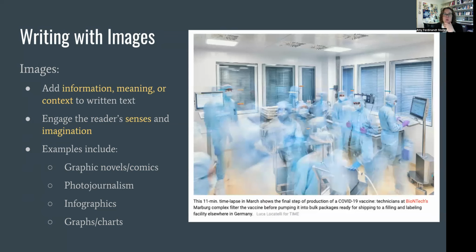Also, examples like photojournalism. So this is a time-lapse photo of doctors putting together the COVID-19 vaccine. And so it kind of creates a really compelling image that draws us in. So the kind of images that are connected with news stories help us experience what is happening on the ground, wherever the ground may be, in a way that is much more powerful than words alone can convey.